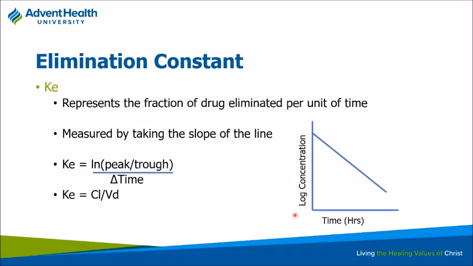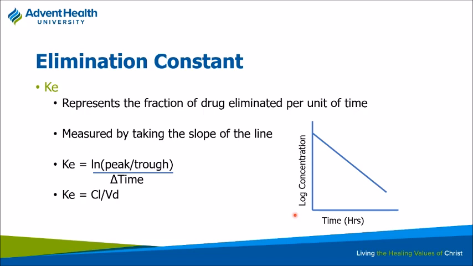Anywho, how do we get a little bit deeper into this? Well, we have this constant called Ke, right? This is the elimination constant that we use to determine what percentage of drug is getting metabolized per unit of time, right? So when I said 15% in that example before, that was the Ke for that particular drug that I just made up, okay?